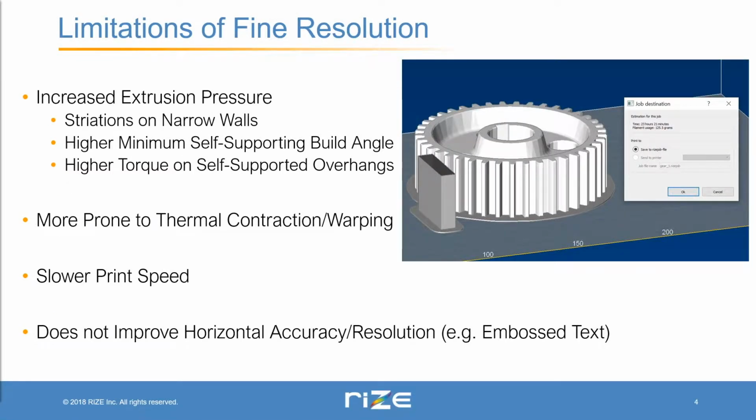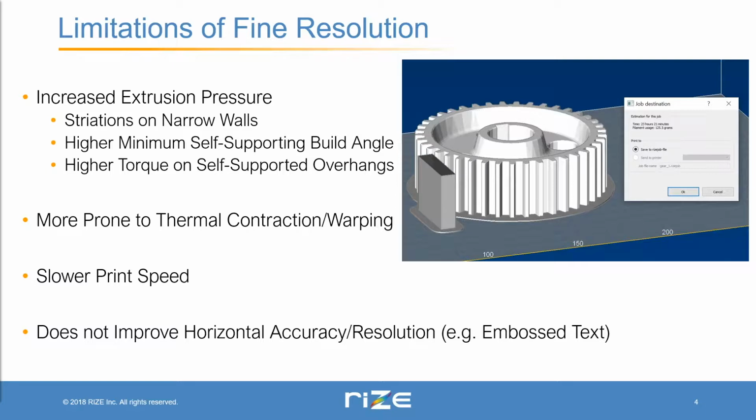So next, I will discuss some of the limitations of fine resolution, some of the things that you'll have to pay attention to when deciding whether or not to use it. One of these, as I mentioned earlier, is the increased extrusion pressure. And some of the problems this can cause include striations on narrow walls.